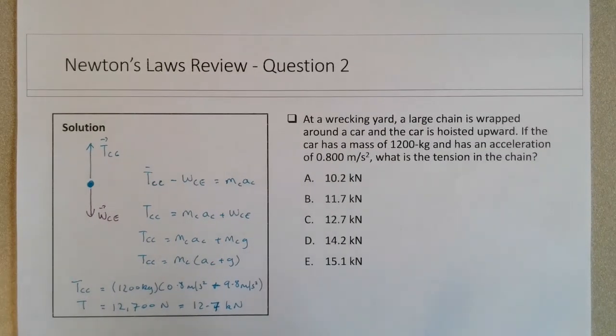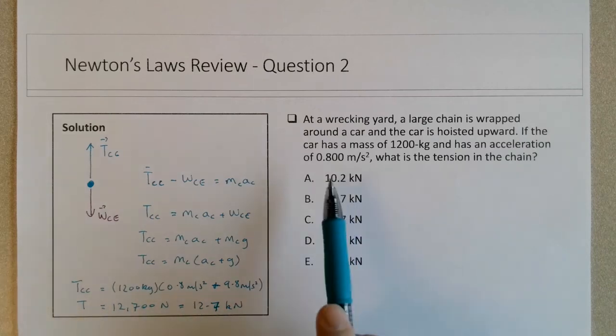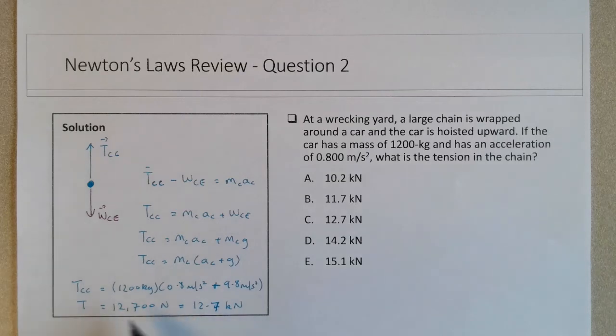So the tension in the chain has to be definitely larger than the weight force on the car, because it has an upward acceleration. So the net force must be upward, making the tension slightly larger. This is a small acceleration, but the tension is definitely larger than the weight force in this case.